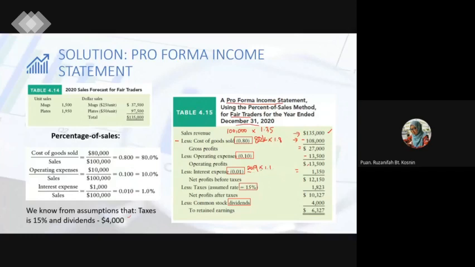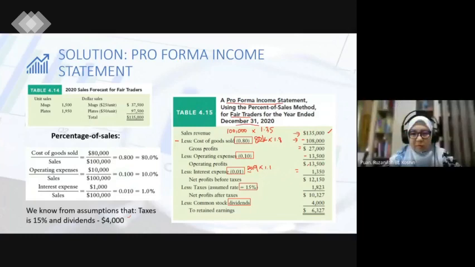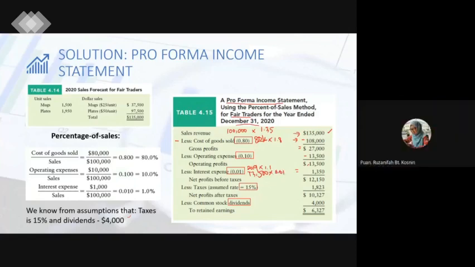Okay, for interest expense is 0.01, ya, kali 13,500, ya, 13,500 times 0.01 dapat 1,350. And not this one, not this one. Okay, and then dapat net profit before taxes 12,000.